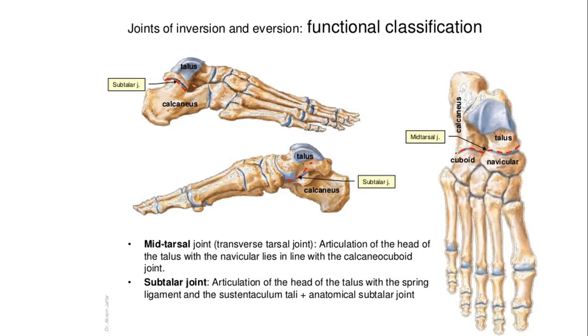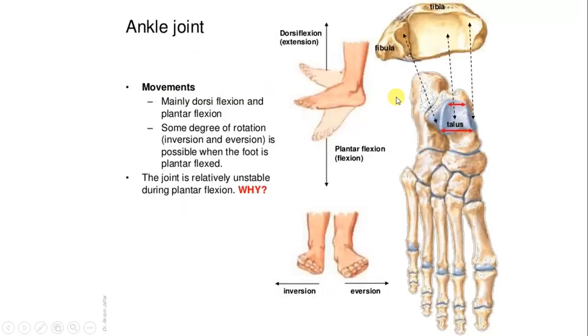You can see here the mid-tarsal. This is the calcaneocuboid joint. The mid-tarsal articulation of the head of the talus with the navicular lies in line with the calcaneocuboid. They are very much in line. Here you can see. Okay, and now the movements of the ankle joint.